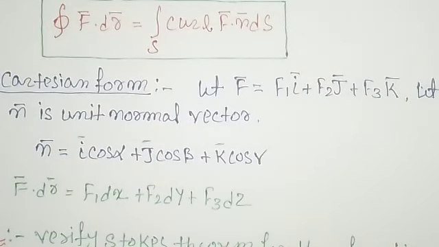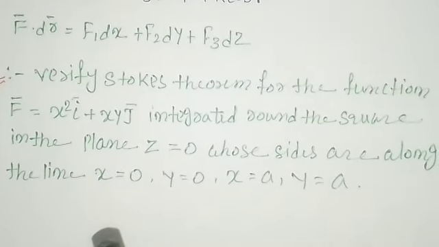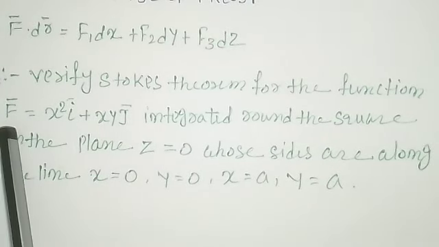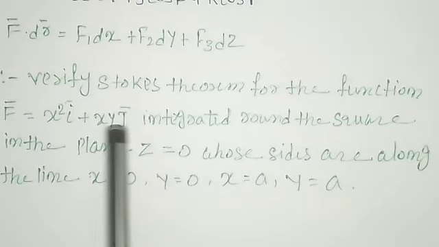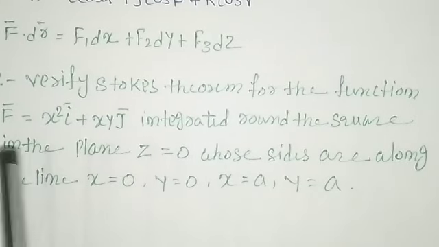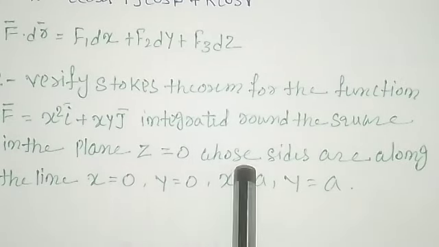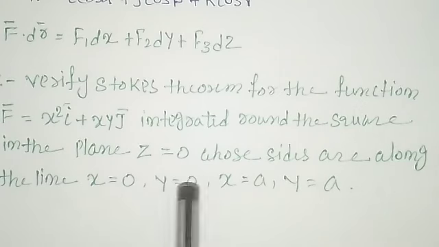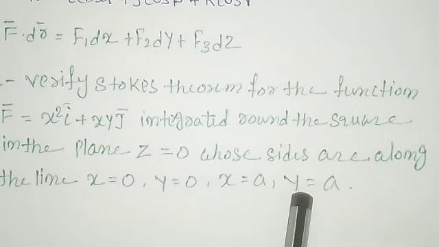So now we will see with a working example how to verify the Stokes theorem and how we implement it in our problems. Right now, here is the one problem we have taken, see it on the screen: verify Stokes theorem for the function f equal to x squared i plus xy j integrated round the square in the plane z equal to 0 whose sides are along the lines x equal to 0, y equal to 0, x equal to a and y equal to a.